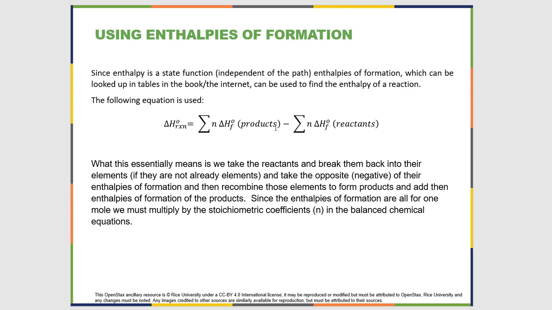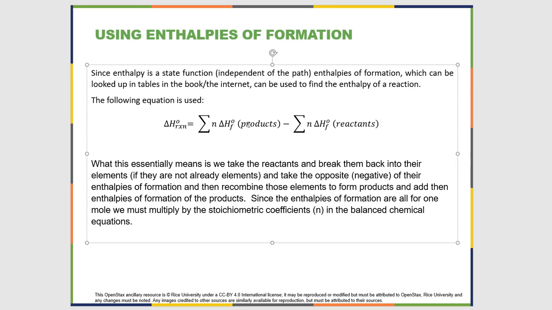What it's saying is we are going to destroy the reactants back into their elements. So we're going to do the opposite of an enthalpy of formation reaction. We're going to take any compounds that we have and form them back into elements. So we take the negative of the enthalpy of formation of the reactants. We then add that to the enthalpy of formation of the products, because we're going to take those elements and recombine them to form the products. Because enthalpy is a state function, this works. We take the reactants, we destroy them into their elements, we recombine those elements in order to form the products.